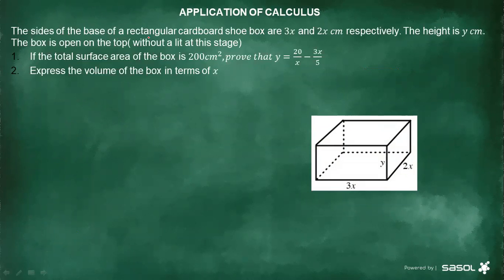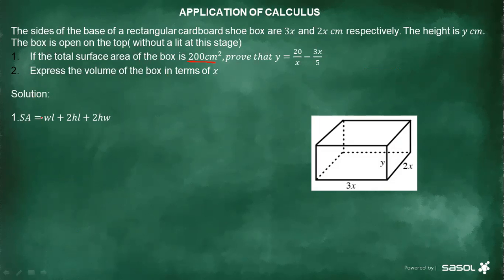The sides of the base of a rectangular cardboard shoe box are 3x, the length, and 2x, the width, respectively. And the height is y centimeters. The box is open on the top, without the lid at this stage. Now, if the total surface area of the box is given, prove that. So we start by writing the surface area formula for the box because we're given that in the scenario. And let's see if that is the case. Yes, that is the case.